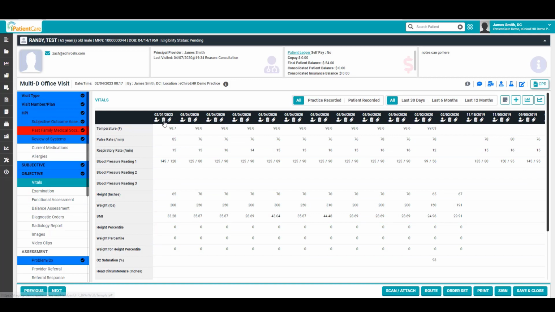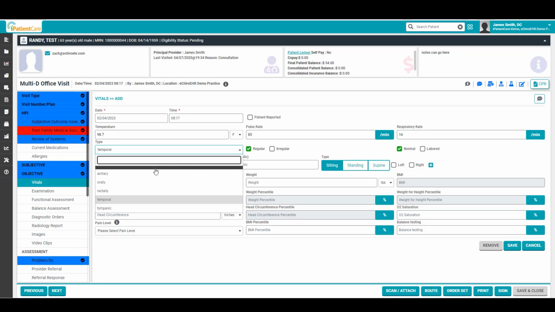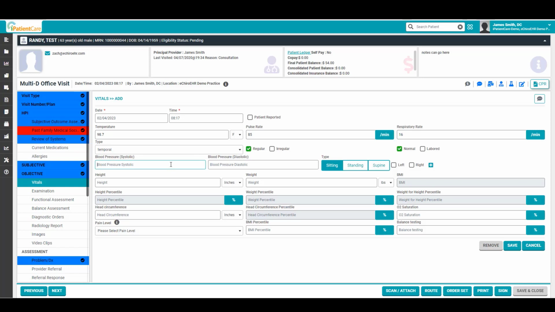Now, when you open this up, you'll see the history of the patient's vital signs. To document it for the day, you would simply again click on the plus to add a new vital sign. You'll see the date, the time, body temperature, pulse rate, respiratory rate. Is it normal, labored? Was the pulse rate regular or irregular? Body temp, taken temporal. That's set as the default, but you can see there's other options. Then the blood pressure, systolic and diastolic.